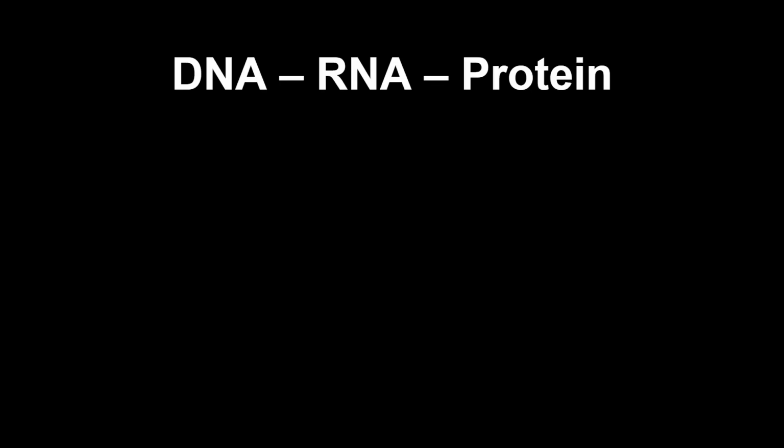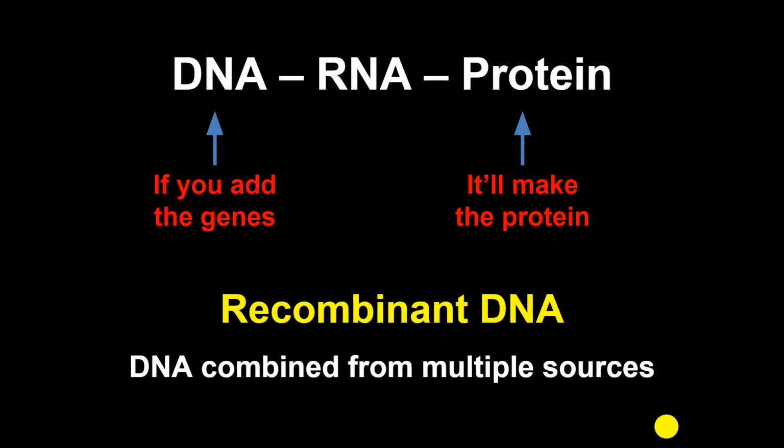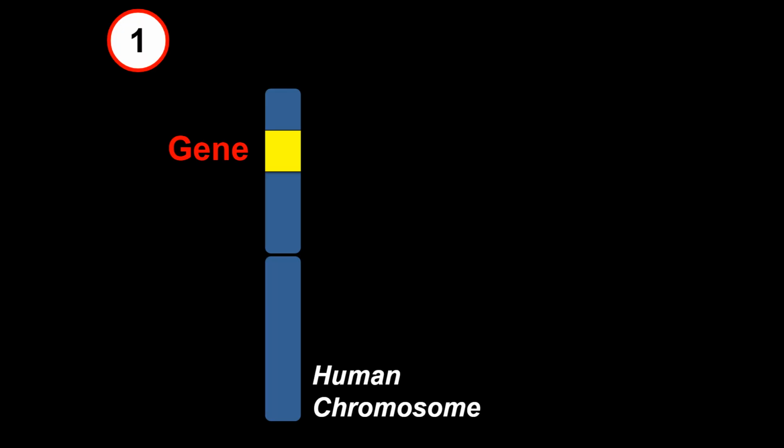So remember that DNA codes for RNA, codes for proteins. So if I add the genes to an organism's genome, it'll make the protein. So when I combine the DNA from the bacteria and the human, I can get the bacteria to create those human proteins because it has the human genes. So let's look at how that might work.